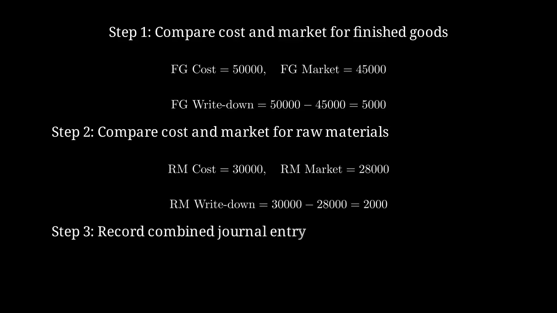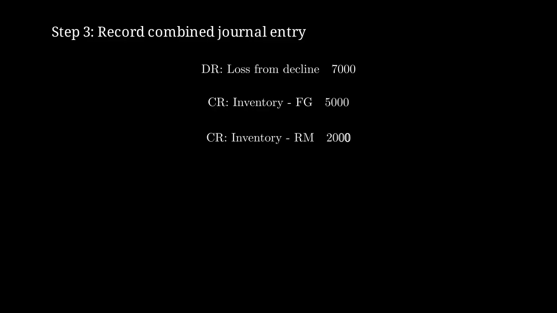Finally, we record a single journal entry for both write-downs. We debit loss from decline for the total $7,000. We credit finished goods inventory for $5,000 and credit raw materials inventory for $2,000.